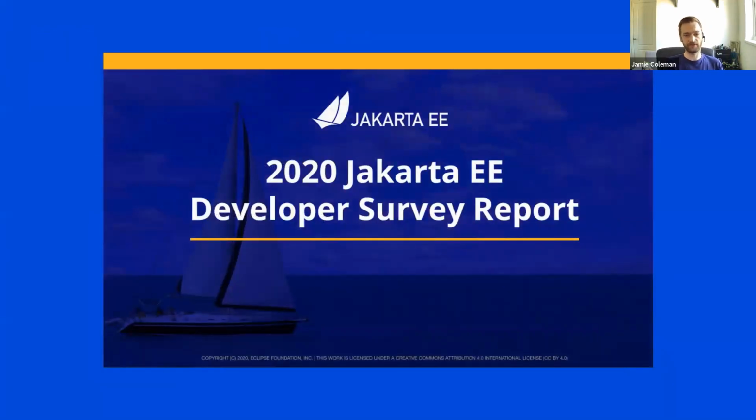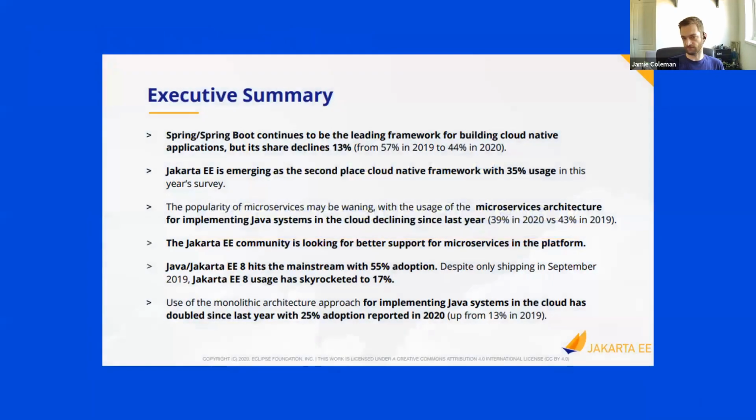So I don't know who saw this, the 2020 Jakarta EE Developer Survey. They made a lot of bold statements in this survey, and as you can see, literally bold on this slide. The one that I was looking at is the third one down. The popularity of microservices may be waning, with the usage of microservice architecture for implementing Java systems in the cloud declining since last year. So 39% to like 43%.